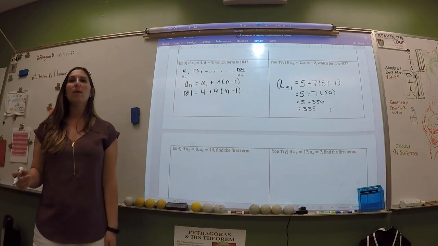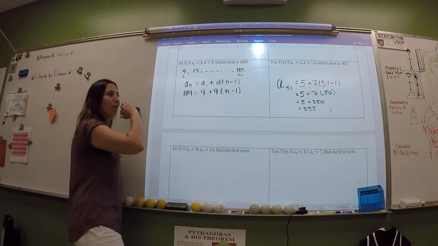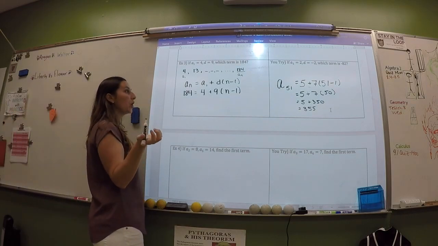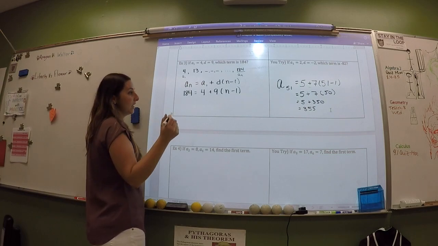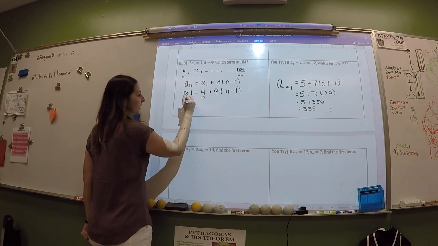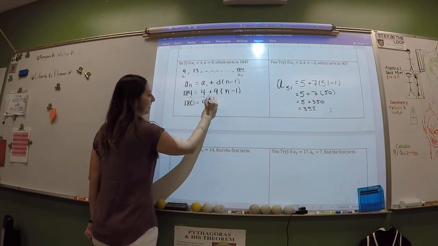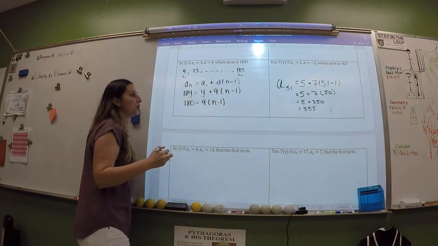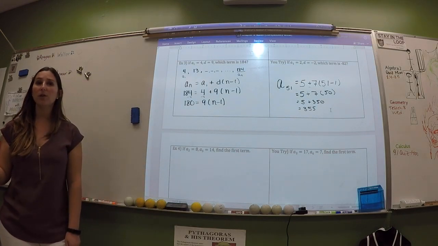Are you able to add the 4 plus 9 and then divide? No, you have to distribute the 9. So your options are, you can either distribute the 9, or you can subtract 4 from both sides. And then after subtracting 4, you can divide by 9. Or you can distribute the 9.